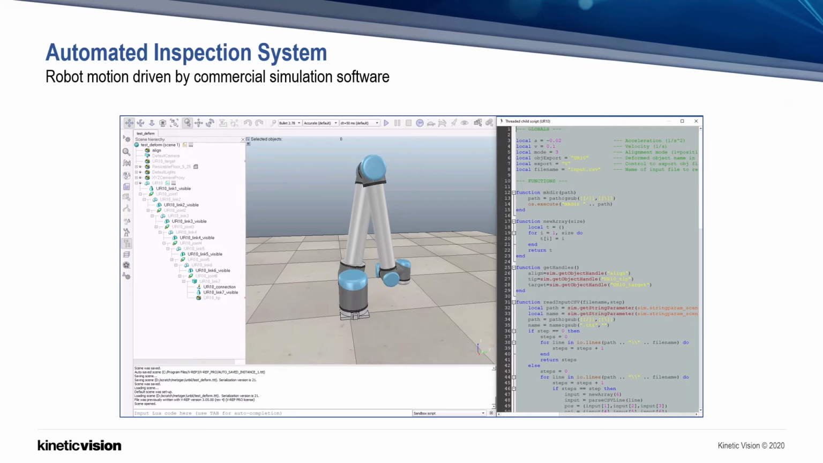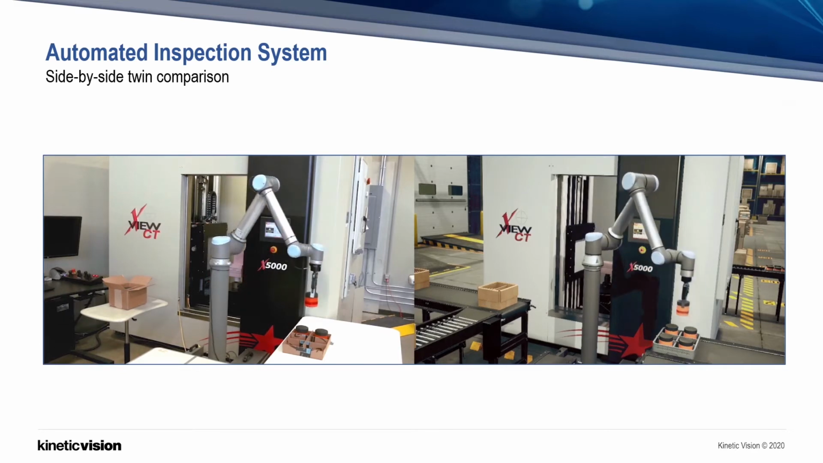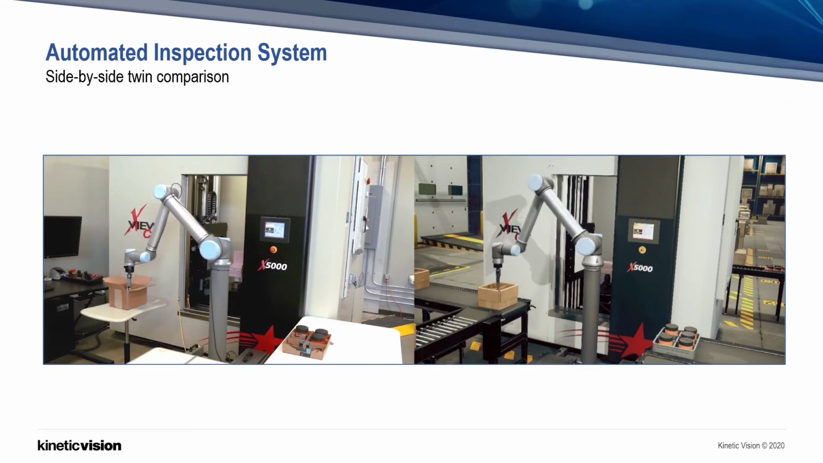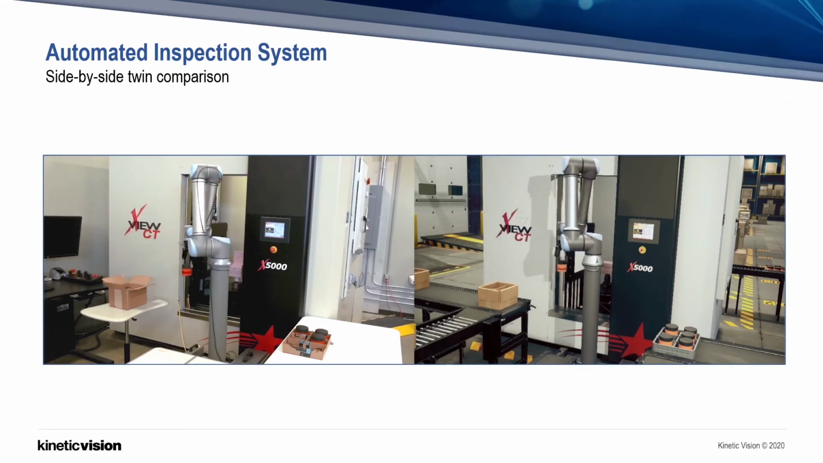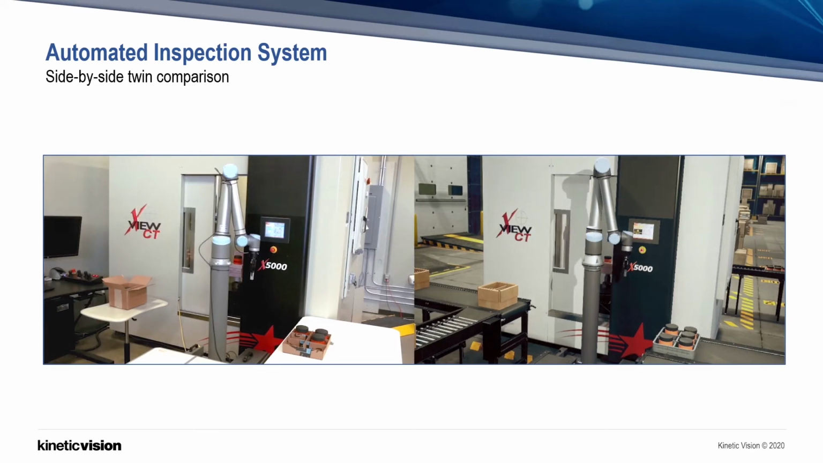External commercial simulation software drove the robot in the twin. Here is a side-by-side comparison of the twins during qualification testing. The physical robot was programmed in the digital twin to pick the incoming oil filters, place them in the scanner, perform the scan, and remove the filters. Those that pass inspection are routed to the manufacturing line. Those that don't are collected and returned to the vendor.